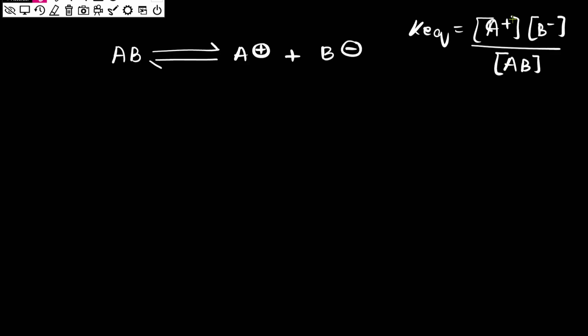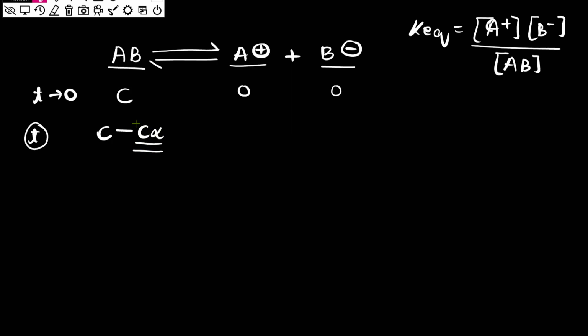Now suppose at time t equal to 0, that time this will have its full concentration C and it will not be dissociated, so the concentration of A plus and B minus will be 0 and 0. But after a certain period of time, suppose at time t, some part of it will dissociate, right? So it will be equal to C minus C alpha. C alpha of it will be removed and it will be forming this one. This is like C alpha amount of A plus and C alpha amount of B minus, right?